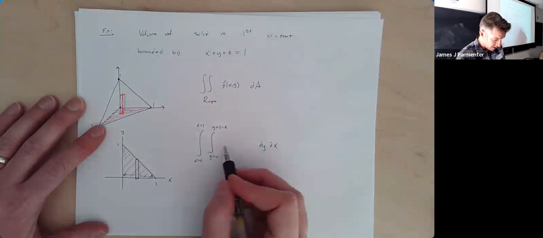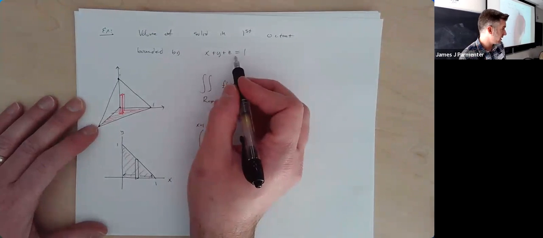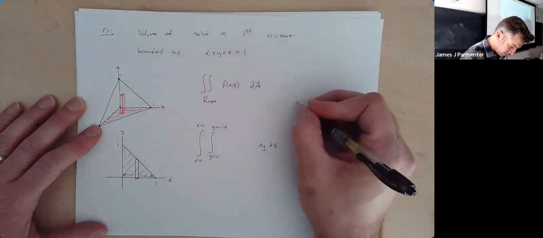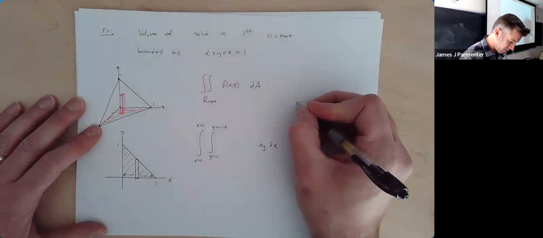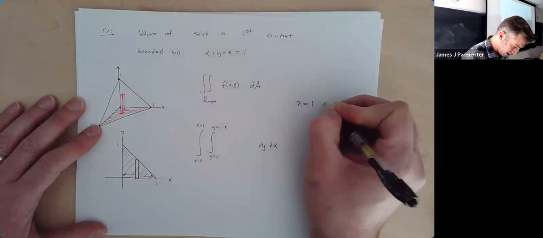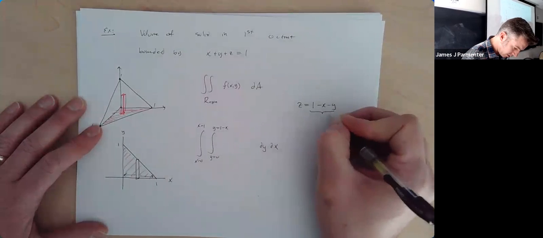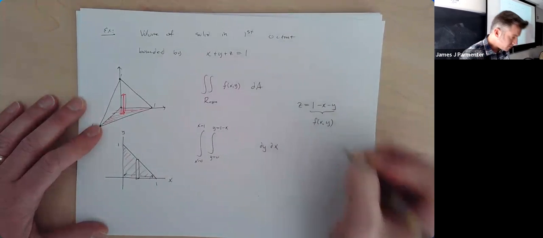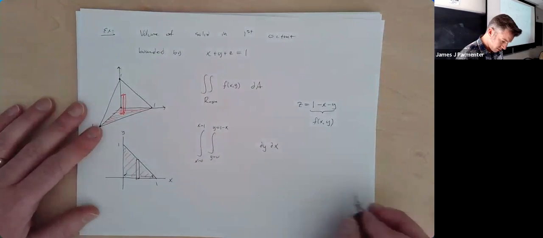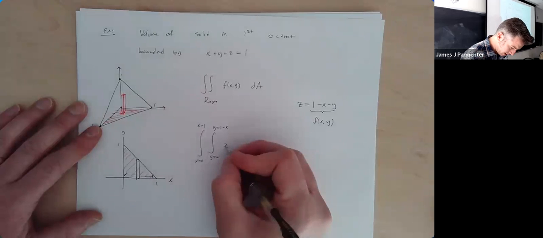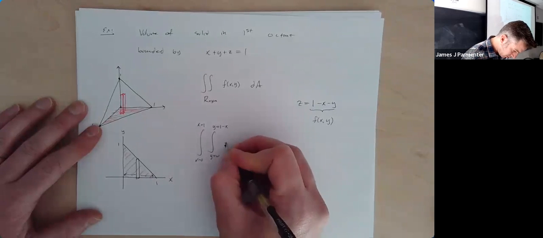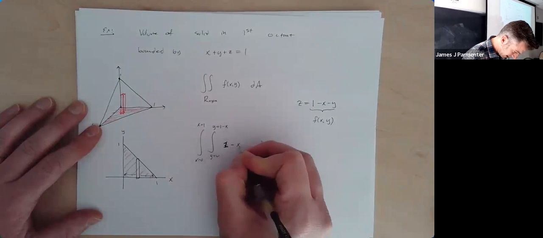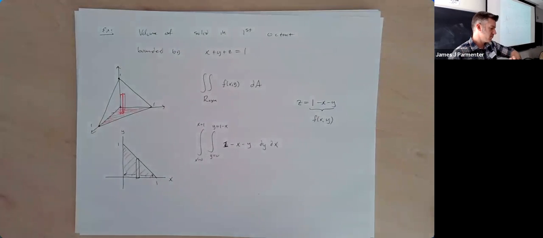And then the function that we're integrating, we have to solve for z as a function of x and y. If we have x plus y plus z equals 1, we get z equal to 1 minus x minus y. And there's your height as a function of x and y. Whoops, not z. Good God, James. So 1 minus x minus y.